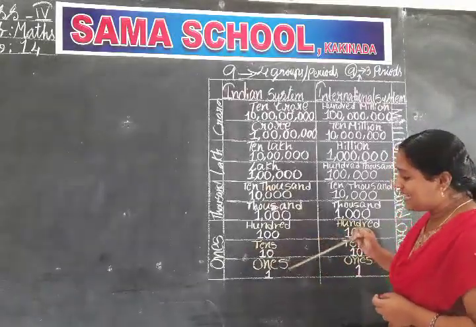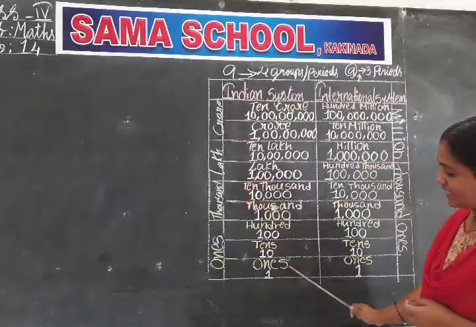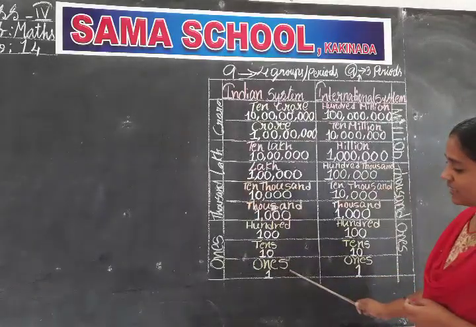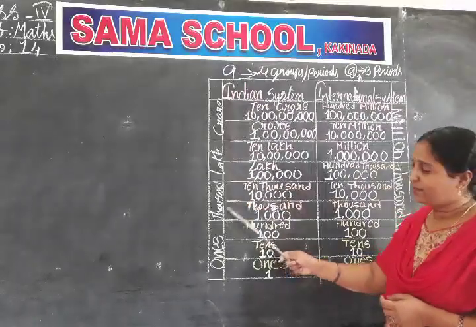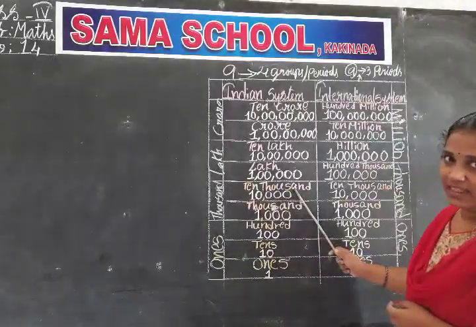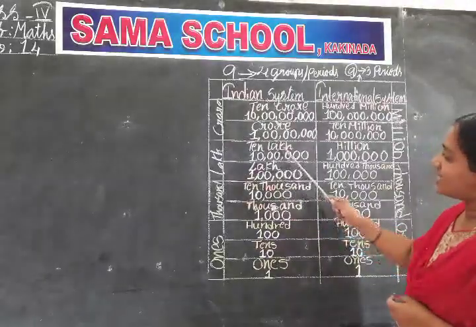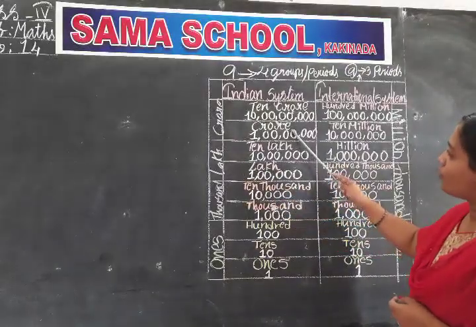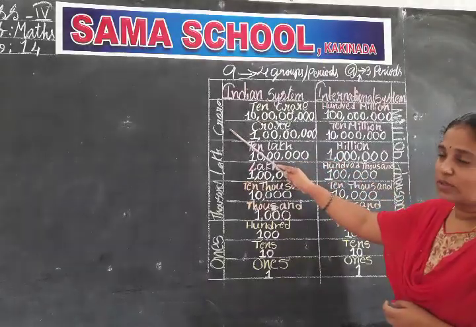ones period has 3 places. Ones period has how many places? 3 places: ones, tens, hundred. Coming to the next period, thousand period, it has 2 places: thousand, 10,000. Coming to lakh, here also 2 places: lakh, 10 lakh. These 2 places belong to the lakhs period. Coming to crore, 10 crore, again these 2 places come under the crores period.